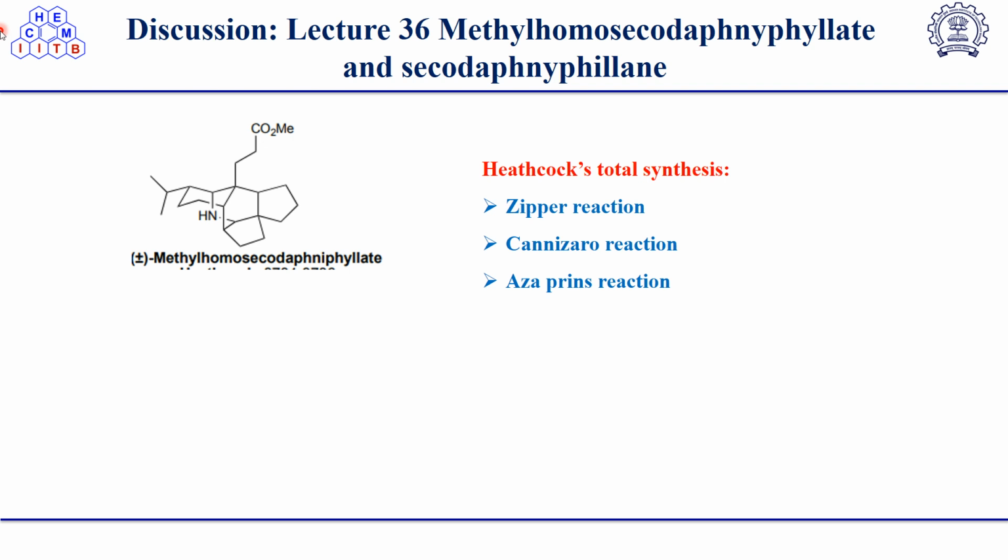Zipper reaction is basically the isomerization of internal alkynes to terminal alkynes. That mechanism we will see in a few minutes. So that was the discussion on lecture 36, methyl homosecodaphniphyllate and secodaphniphyllane.